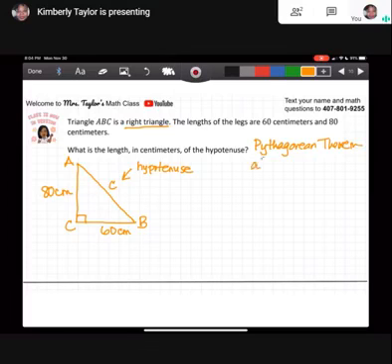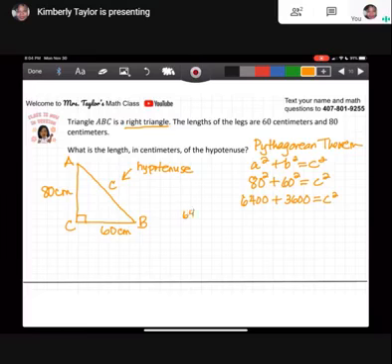Which is a squared plus b squared equals c squared. And so we have 80 squared plus 60 squared is equal to c squared. So this would be 6,400 plus 3,600 is equal to c squared. Together, I think that's going to get you, what is that? Hold on. 10,000 equals c squared.